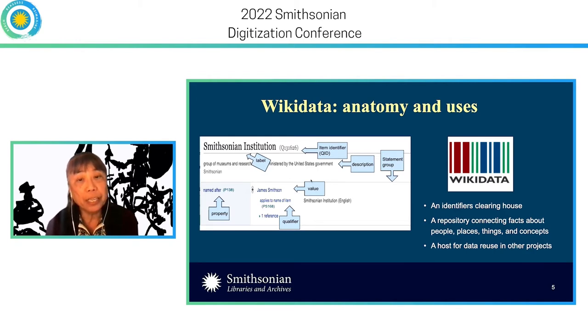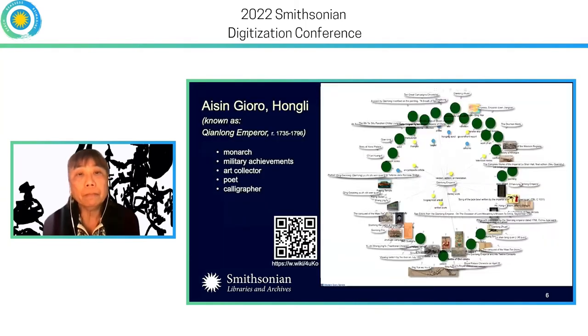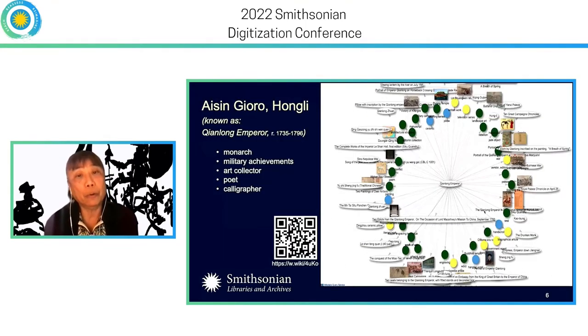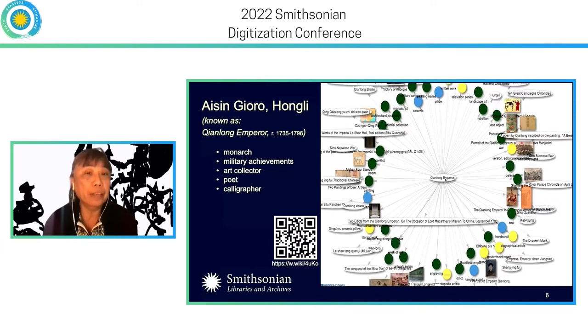Each item has a unique identifier in the form of the letter Q followed by a number. Each property also has an identifier starting with the letter P with a number. A statement is in triple form, consisting of an item ID, a property ID, and a value. And the value can also be another item. This can be described with qualifiers. Here you see a query that gives us a taste of our labor.